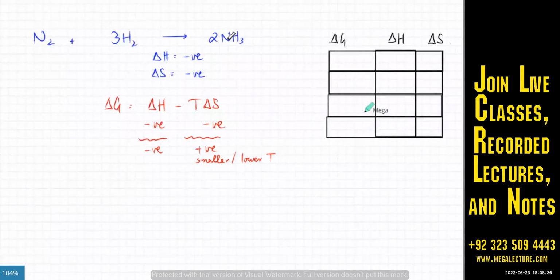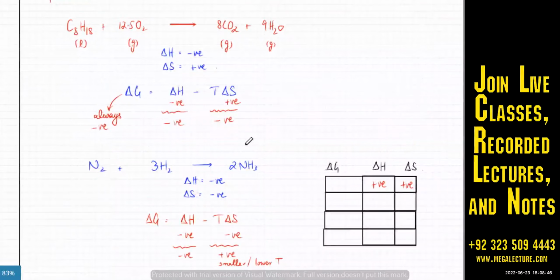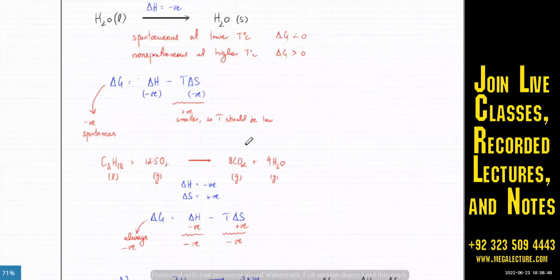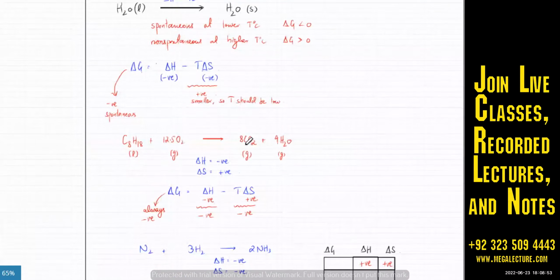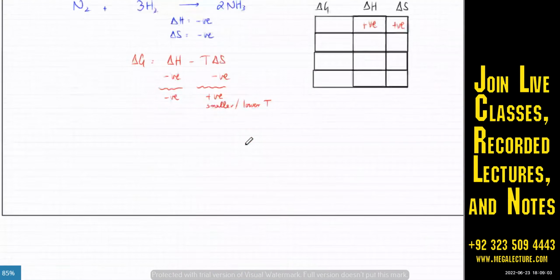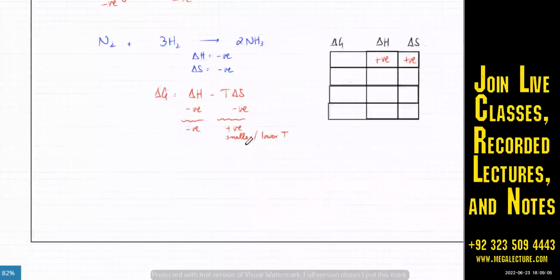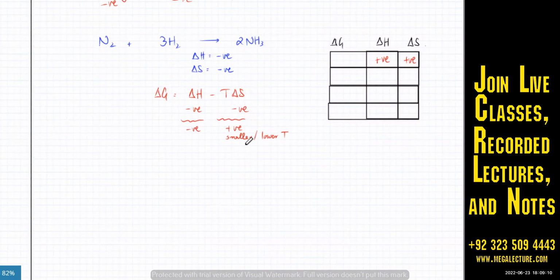So first one, both of them are positive. So when will it be negative? We did an example over here, but did we do an example where both of them are positive? No, we didn't. Gain of disorder and it's endothermic as well. Endothermic, and so I'll give you an example for this. What if both of them are positive?